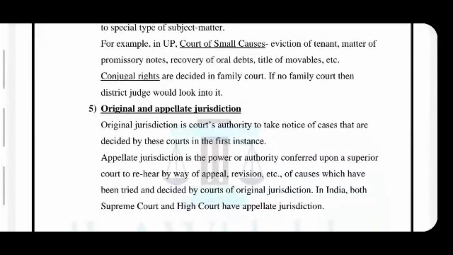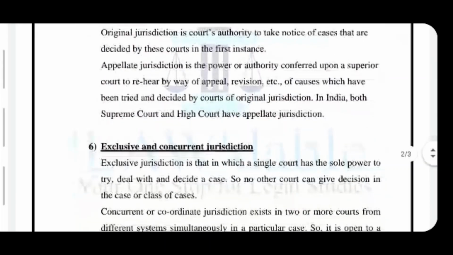So if they are not satisfied with the decision of the lower court, they can go to a higher court by way of appeal or revision. So in India, these options are available in High Court and Supreme Court. Now the next type of jurisdiction is exclusive and concurrent jurisdiction.